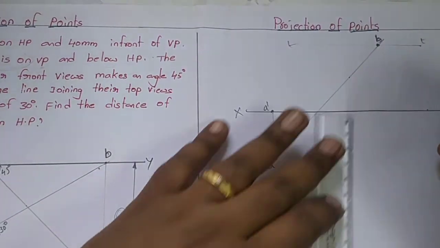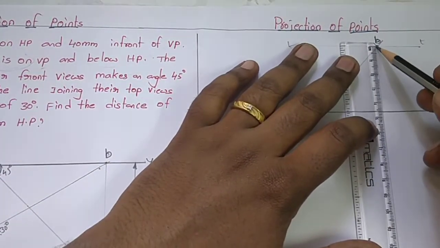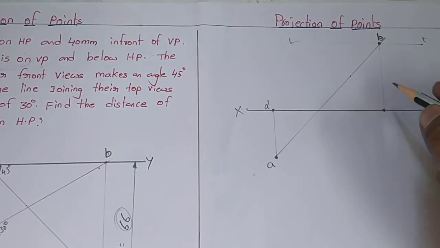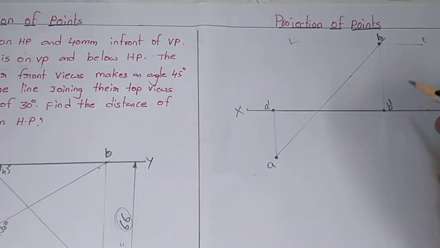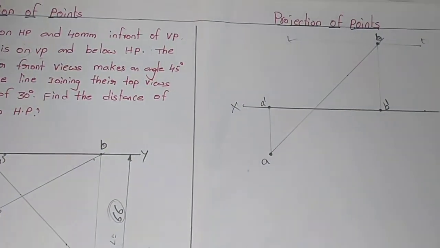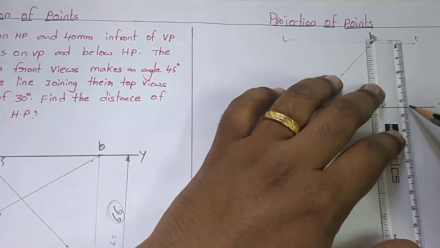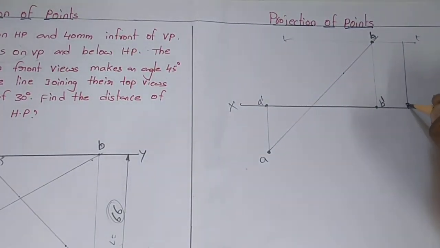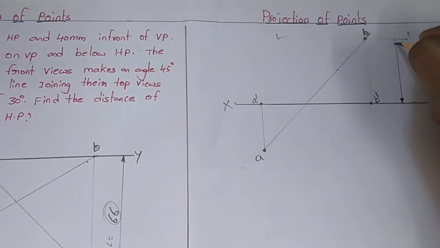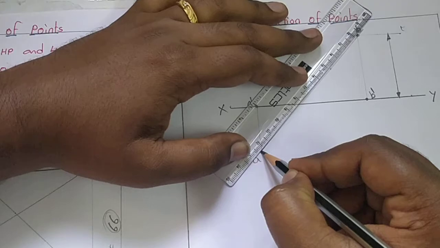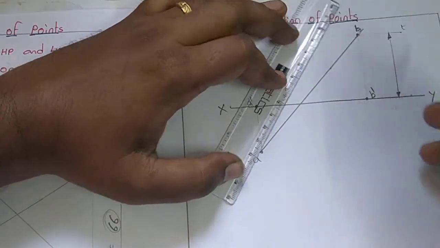So that it is the front view. It is B dash. Okay, like this we need to draw. Here the distance from this point to this point is 45 mm. Okay, it is the line joining the top views of AB.